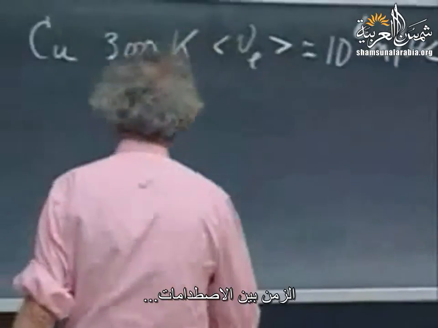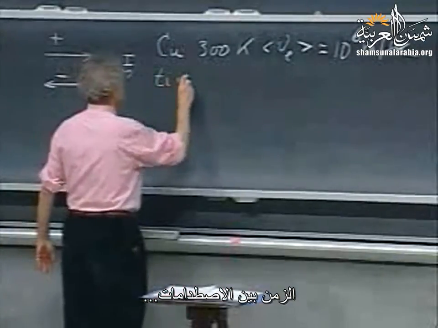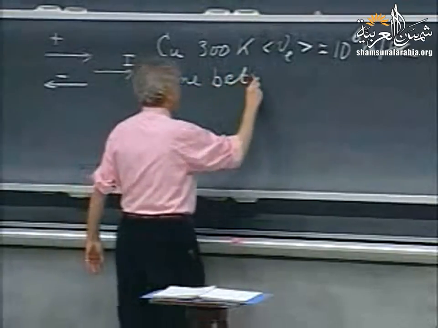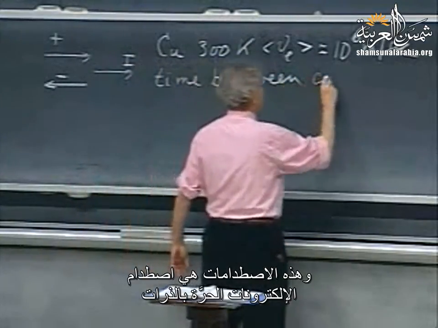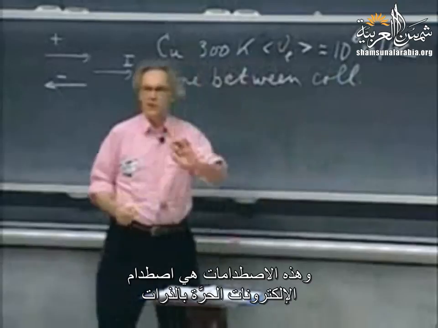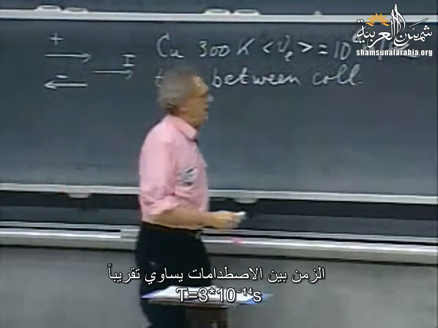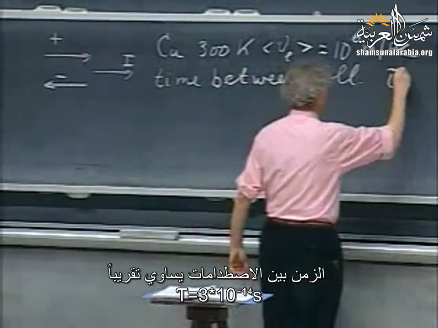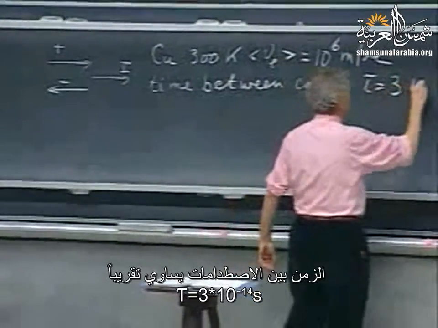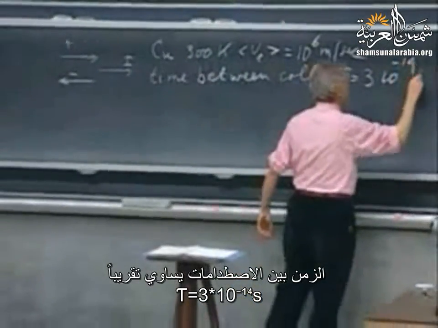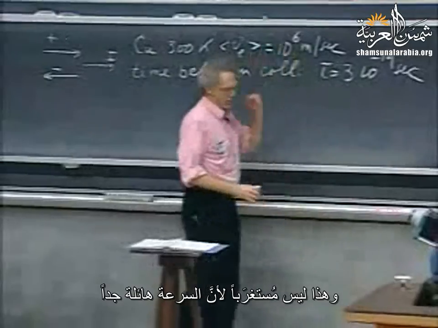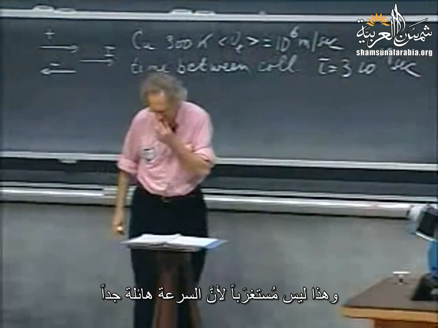The time between collisions, and this is a collision of the free electron with the atoms, I call it tau, is about 3 × 10⁻¹⁴ seconds. No surprise, because the speed is enormously high.